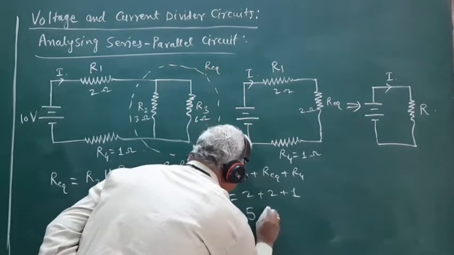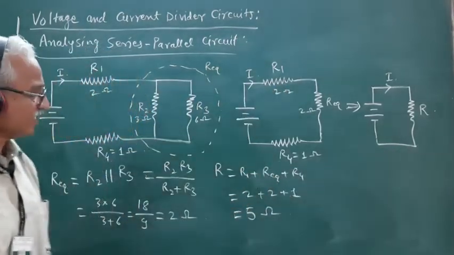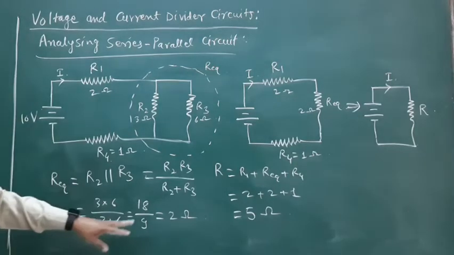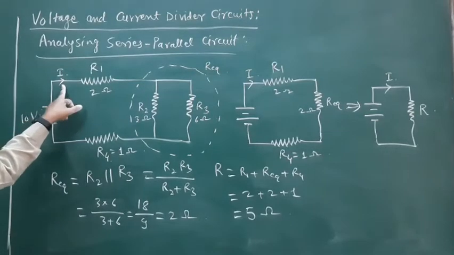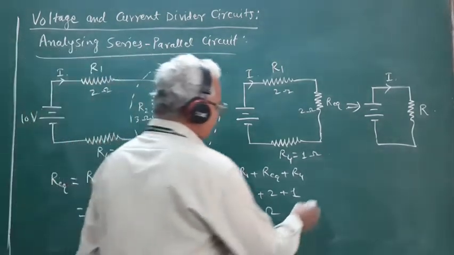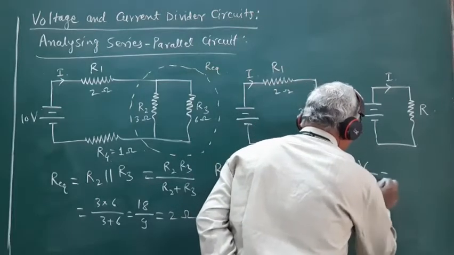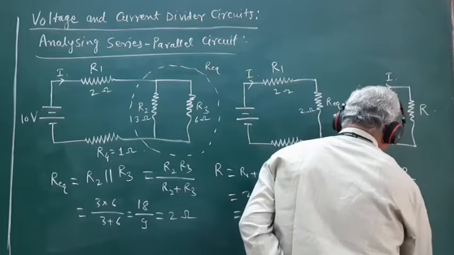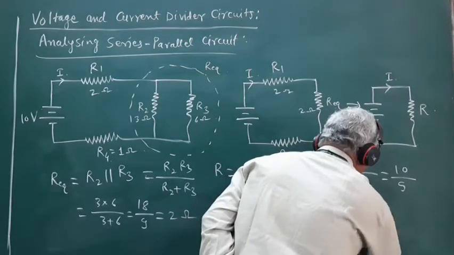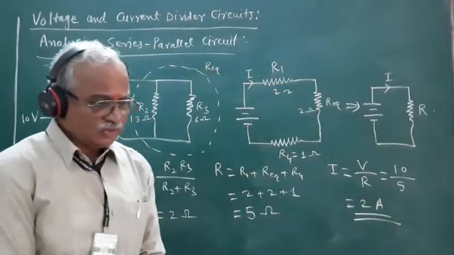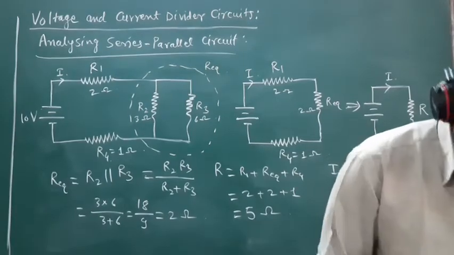So this is 5 ohm. 5 ohm is the total resistance of the circuit or network. So if 5 ohm is the total resistance of the circuit, then what will be the current I drawn from the source? The current I drawn from the source is V upon R. V is 10 volt and R is 5 ohm. So this is 2. So the total current I drawn from the source works out to be equal to 2 ampere.